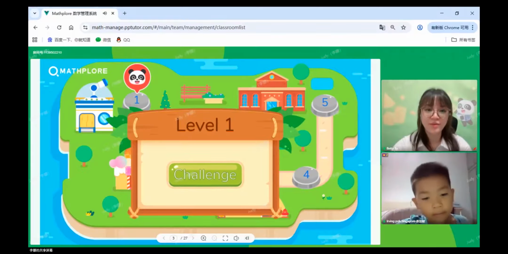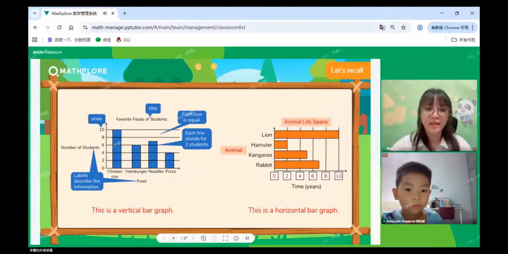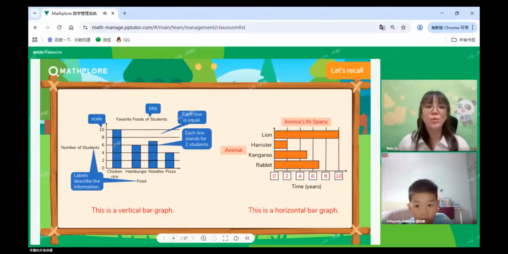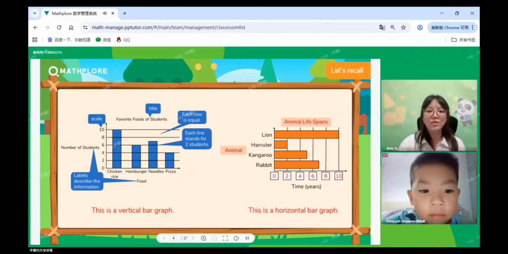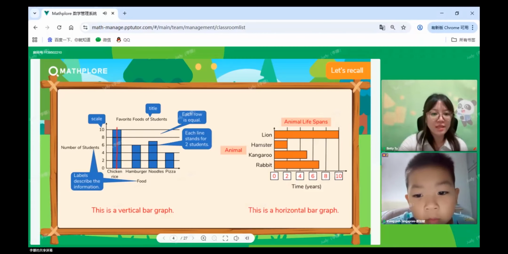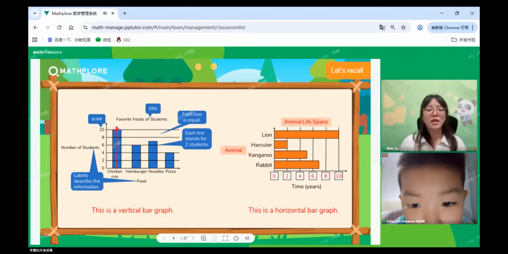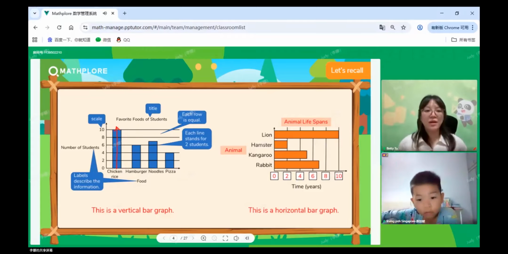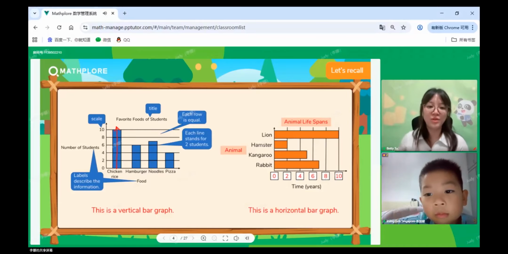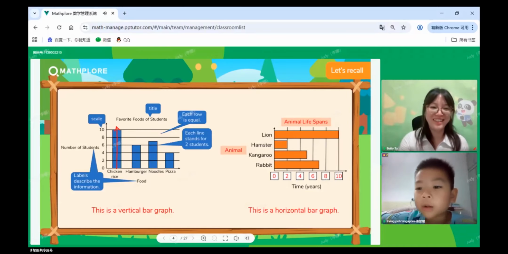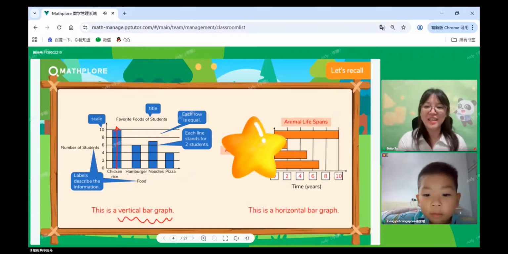All right, take a look. When we learn the bar graph, we learn two types of bar graph. The first one, we need to take a look at the position of the bar. If the bar stands in a column, like vertically, then how do we call this bar graph? Vertical bar graph. Good.